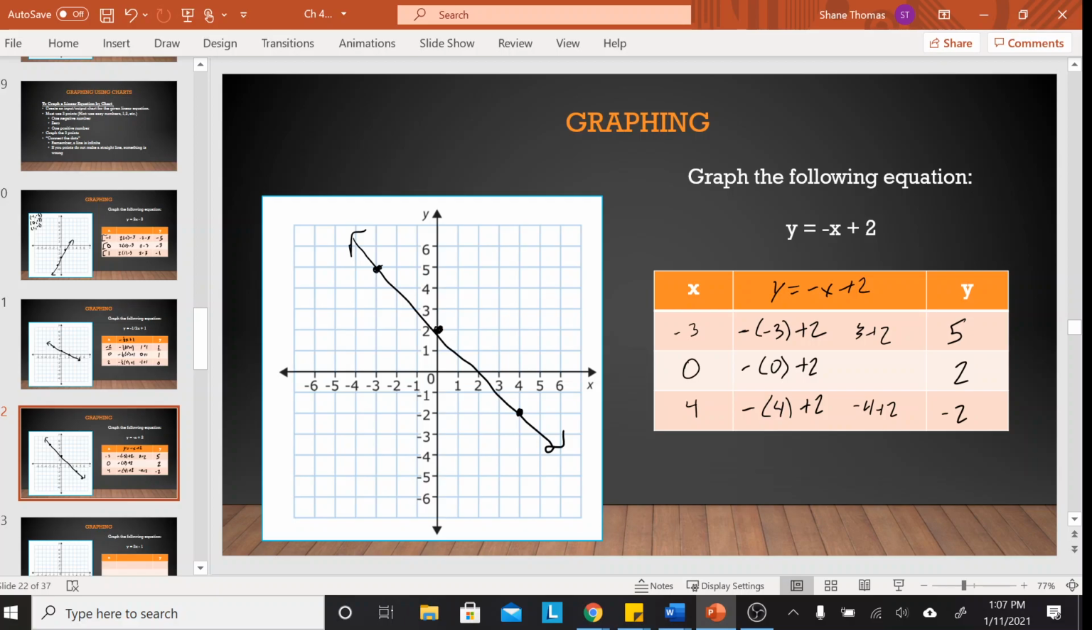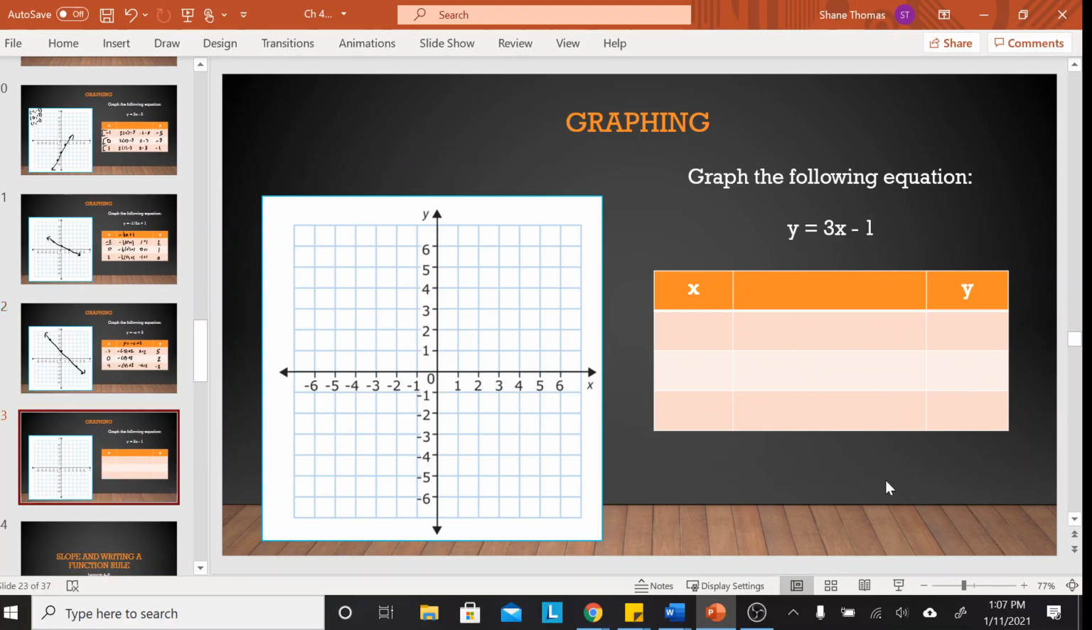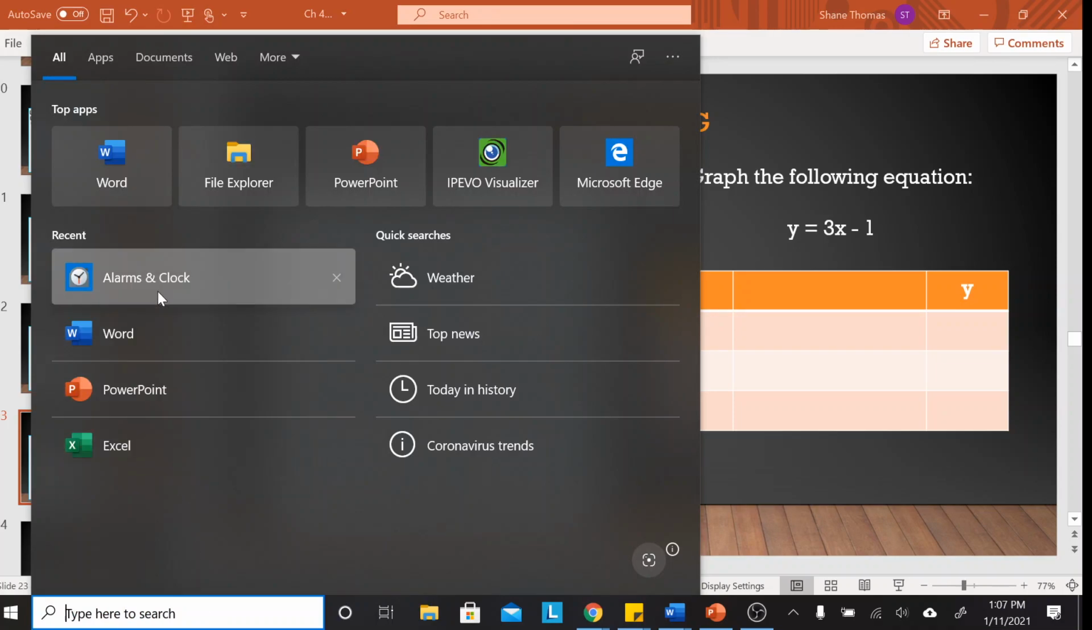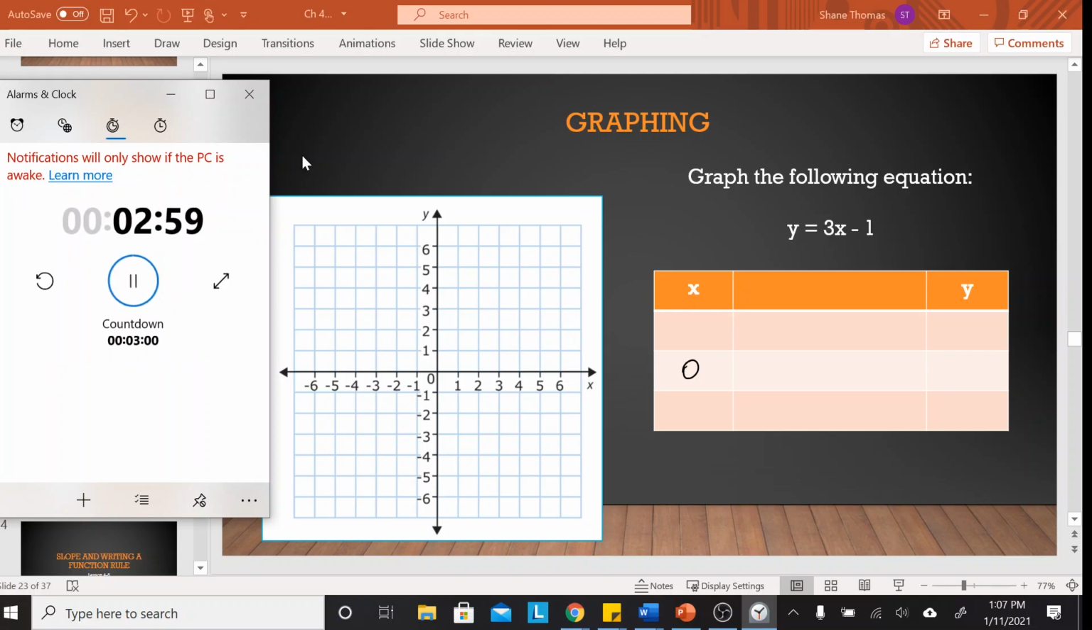All right. One more for the day. I'm going to give you this one. Y equals 3x minus 1. And I'm going to suggest I wouldn't use anything bigger than a 2. All right? And we got to have a 0. So we'll go another 3 minutes. I want you to fill out your input-output chart and graph this guy. Let's go ahead.